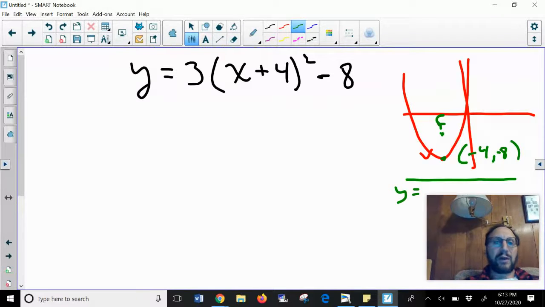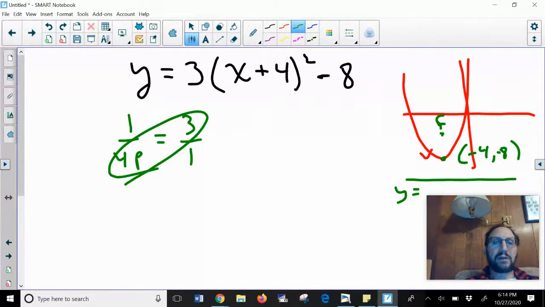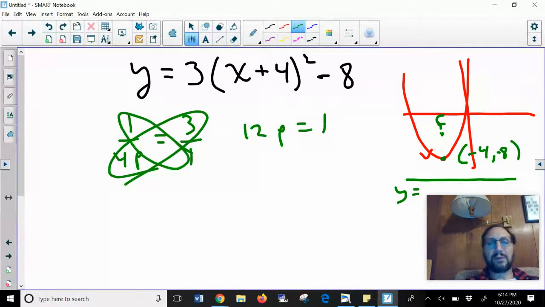Now, the equation that I need to remember is that the a value in this form is equal to 1 over 4p. 1 over 4p is equal to 3, which is the vertical dilation on this problem. So using cross products, I find out that 12p is equal to 1, setting those equal to each other, which means that p is equal to 1/12.